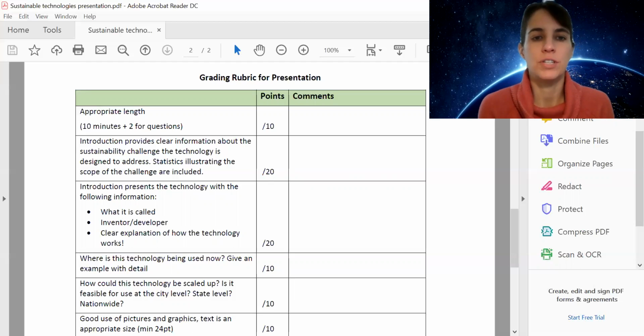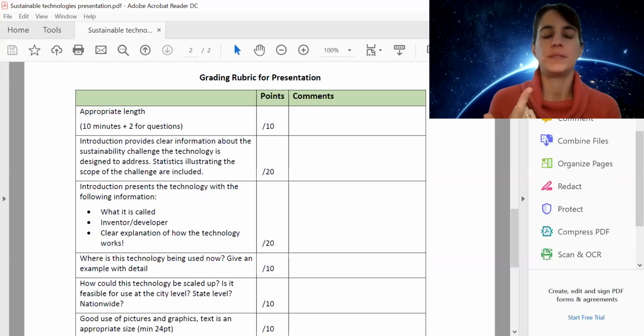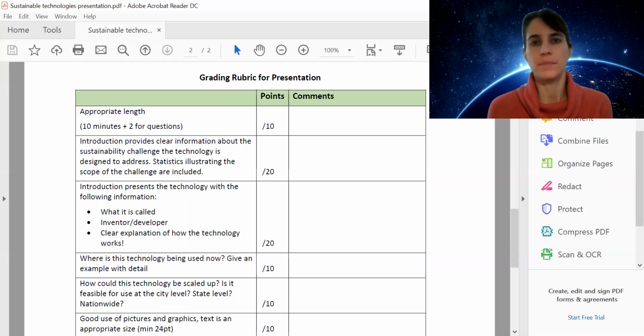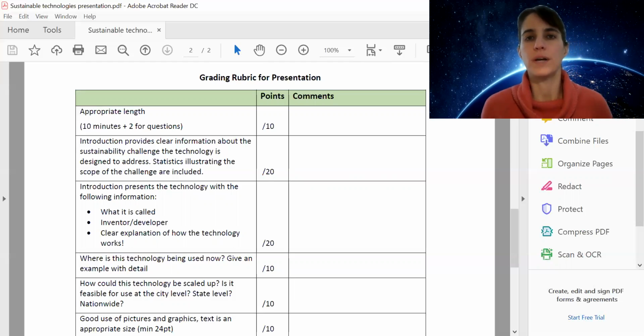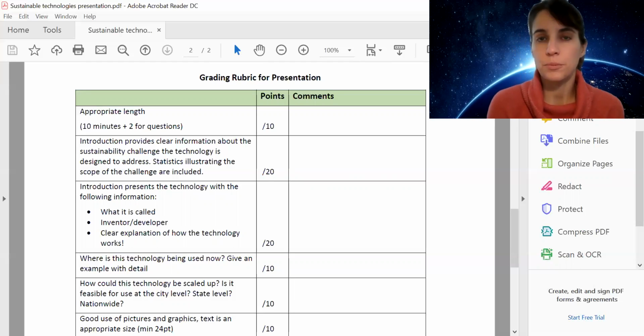You should also have an introduction. What's the technology called? Where was it developed or who developed it? And a clear explanation of how it works. So again, don't pick a technology that you can't explain at all to the class. So if you pick, for example, a way to transform solar energy directly into batteries in a liquid, that is a new innovation that's coming down the pipeline, but it's pretty hard to explain without an advanced knowledge of chemistry. So I'm not saying don't pick that, just make sure you understand it well enough to explain it.